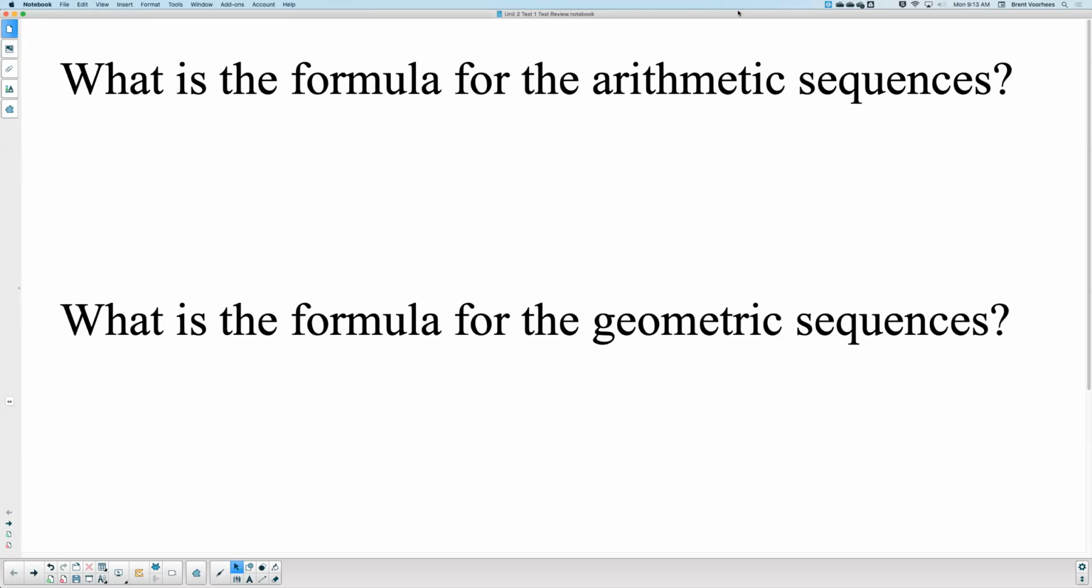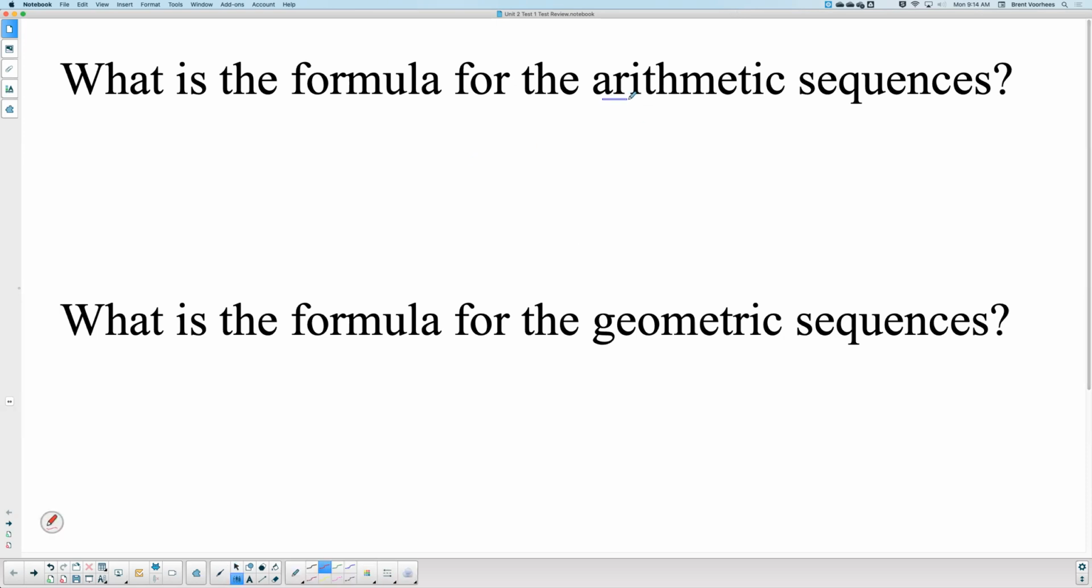All right, so we're going to begin our Unit 2 test review. The first thing we covered in Lesson 2.1 was different types of sequences and series. Specifically, we looked at two different types called arithmetic and geometric.